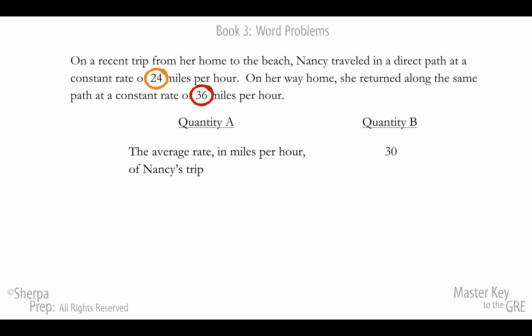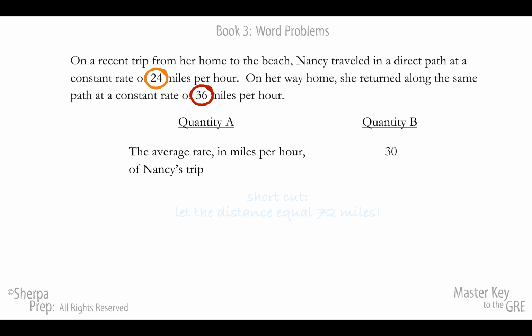However, imagine you had a problem where you needed to know the precise average rate of Nancy's trip. If you needed to get the precise value, one easy thing you could do here is choose a distance. If this were my problem and I needed that precise value, I'd say, let the distance from her home to the beach be 72 miles. Why 72? It's easily divisible by 24 and 36.